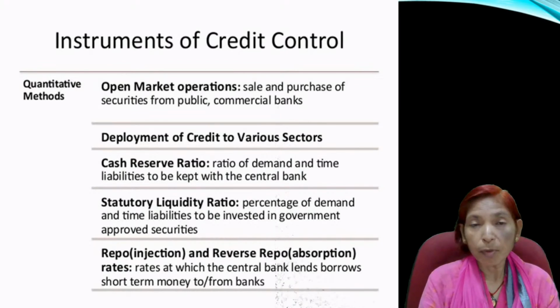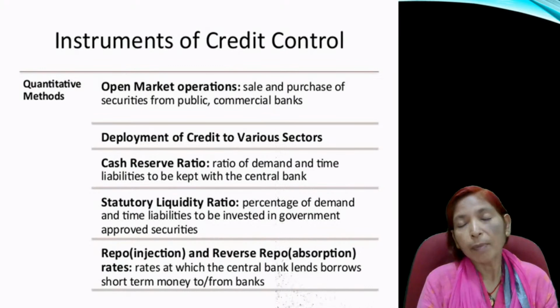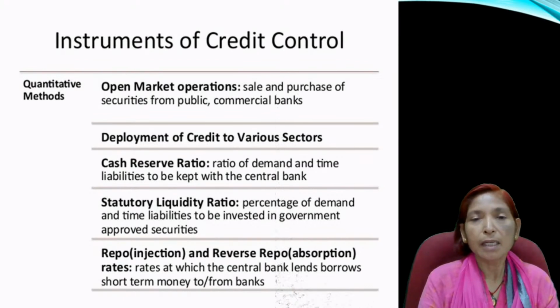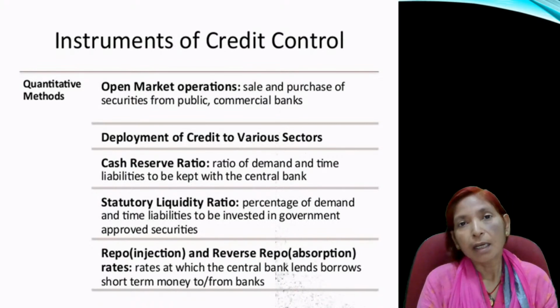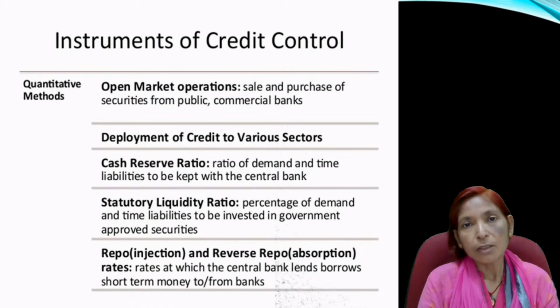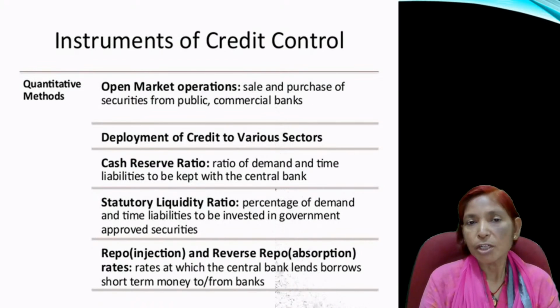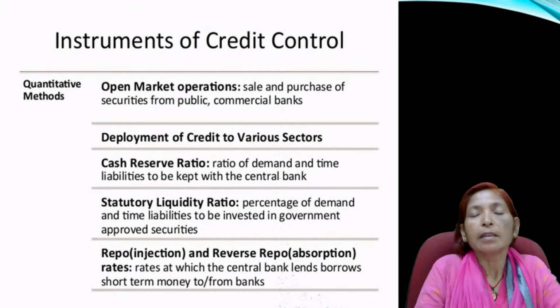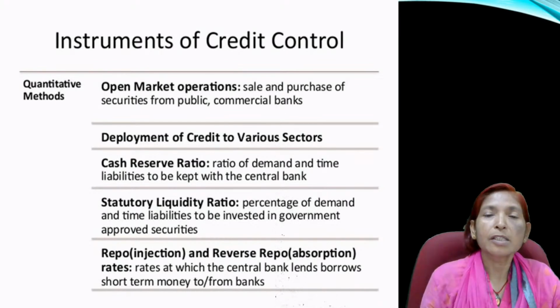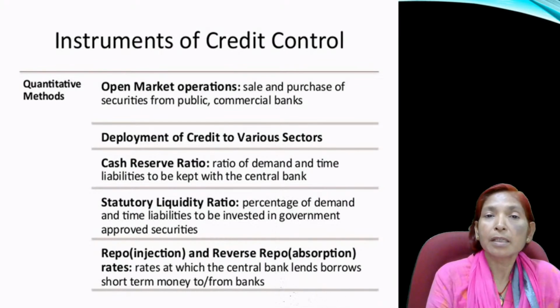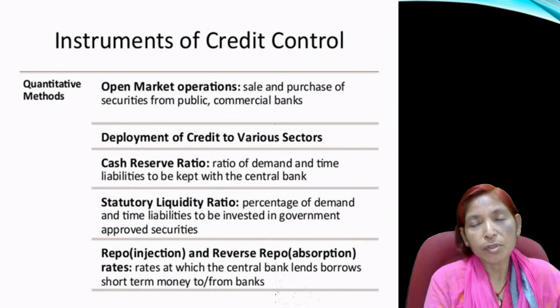And it can be possible to reduce the purchasing power of the country's people by increasing the bank rate, and by RBI selling securities in the open market to the public or commercial banks. And third is CRR. CRR is a very important thing. It can easily control the credit creation process.